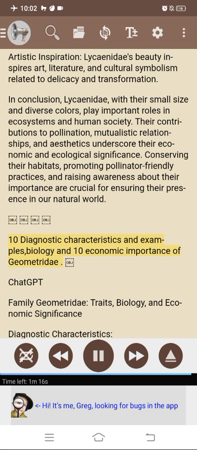Biology and 10 economic importance of Geometridae. ChatGPT. Family Geometridae, traits, biology, and economic significance. Diagnostic characteristics.